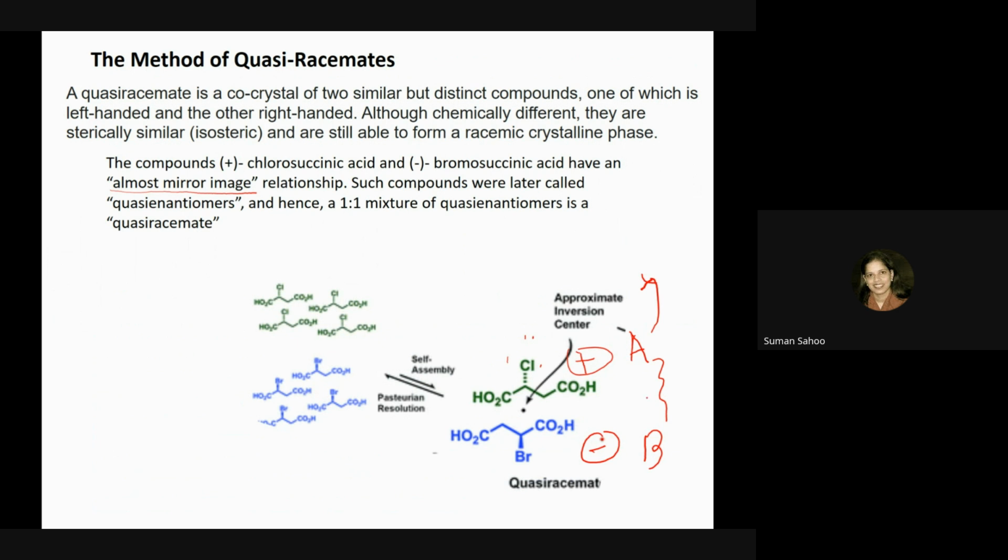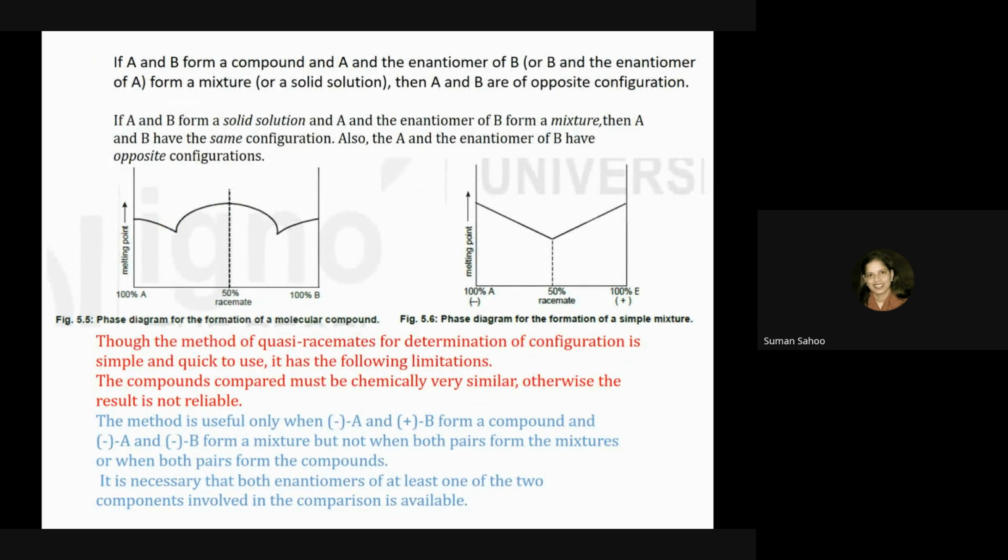Okay, if these two form a compound, how will we know that they form a compound? If we just study the phase diagram, that is, their melting points. So here you see this is the melting point of 100% A and this is the melting point of 100% B. If they form a compound, then their phase diagram would be like this.